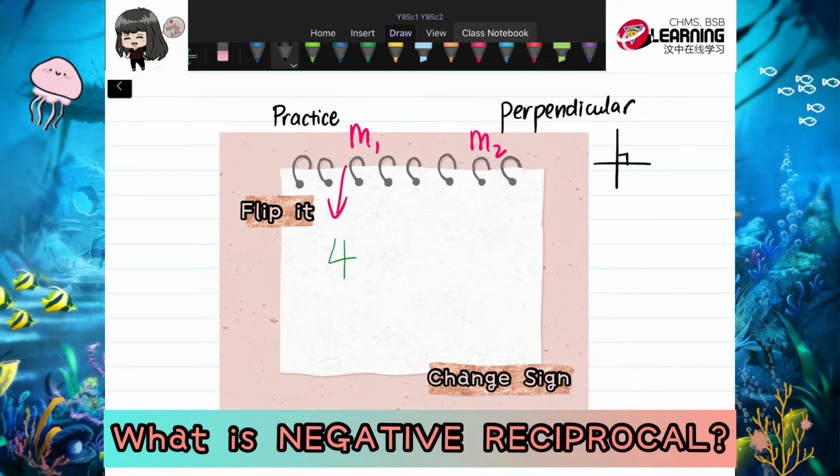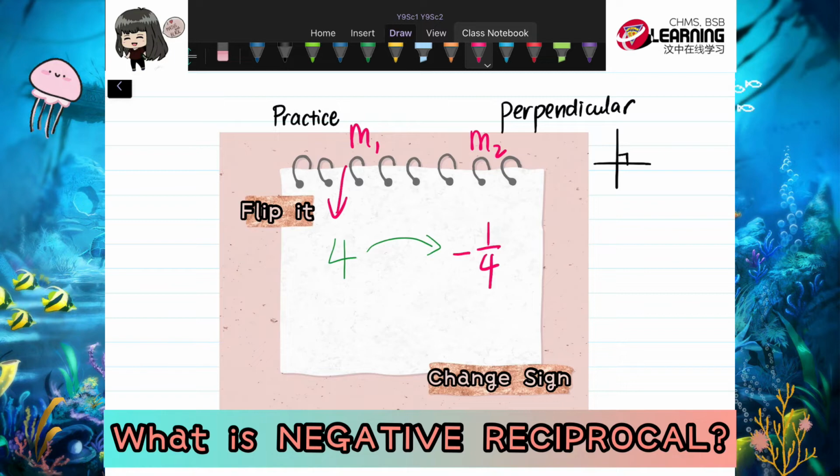So if my first gradient is 4, my second gradient, the second line which is perpendicular to the first, will become the negative reciprocal. So we change sign and flip it, so -1 over 4. If my m1 is 4, then my m2 will be negative 1 over 4. In this case, we are talking about perpendicular. And when we times these two m together, 4 times negative 1 over 4, we get negative 1. That's why we say m1 times m2 equals negative 1.